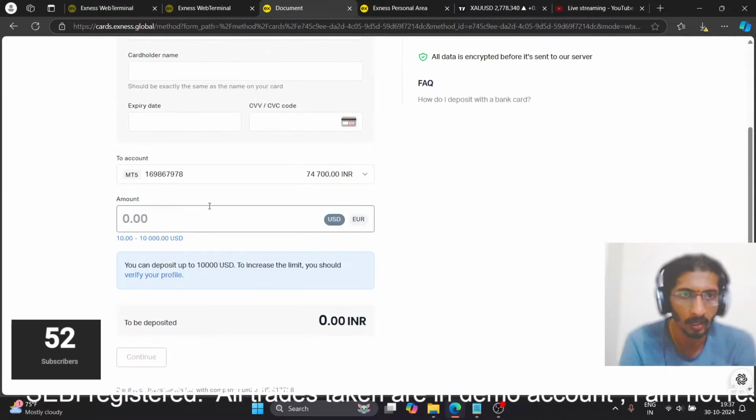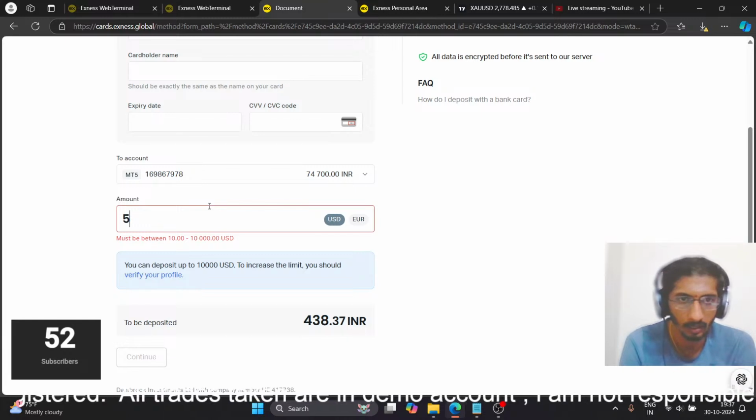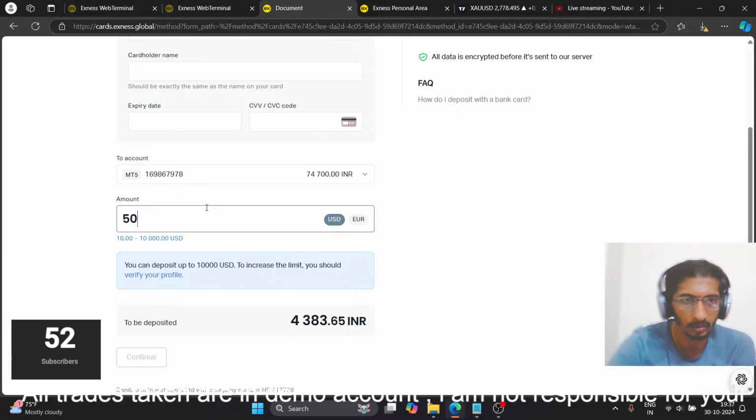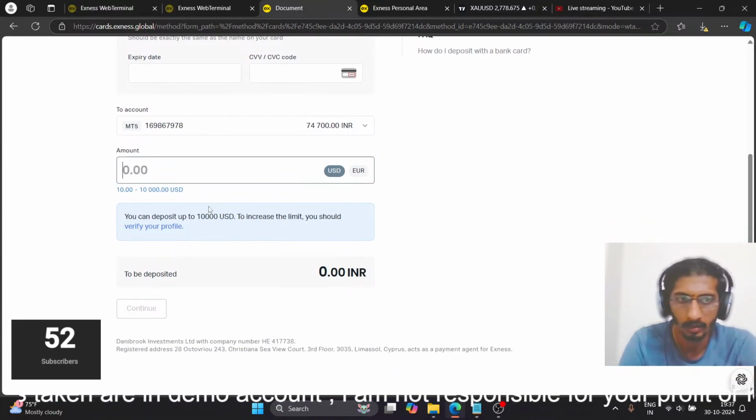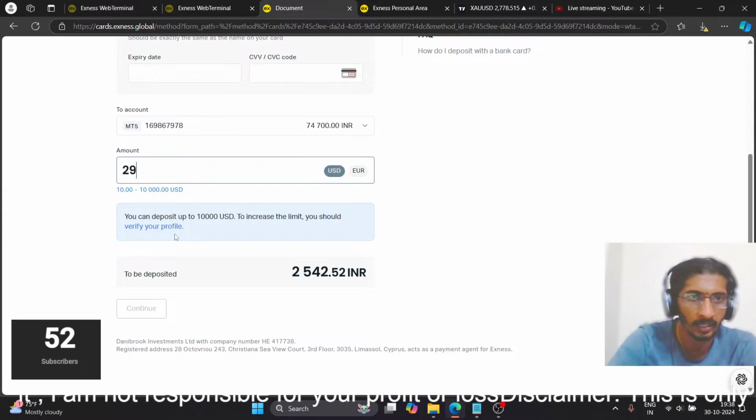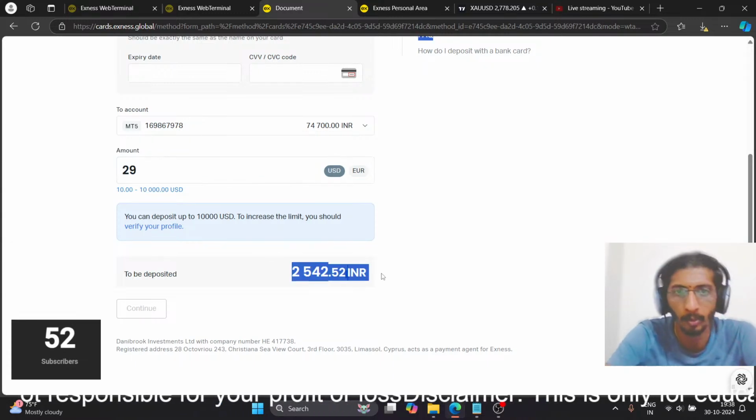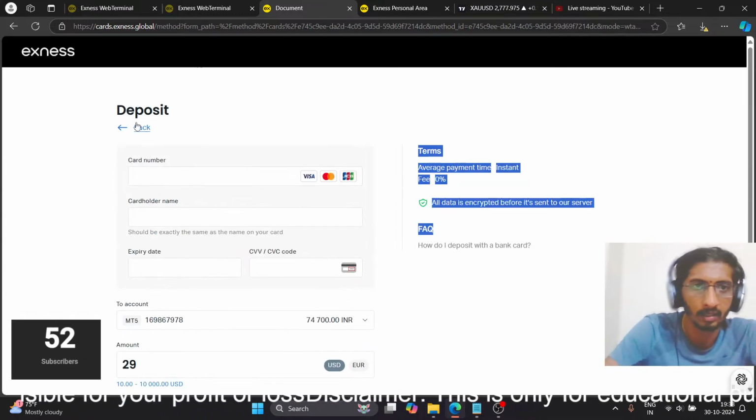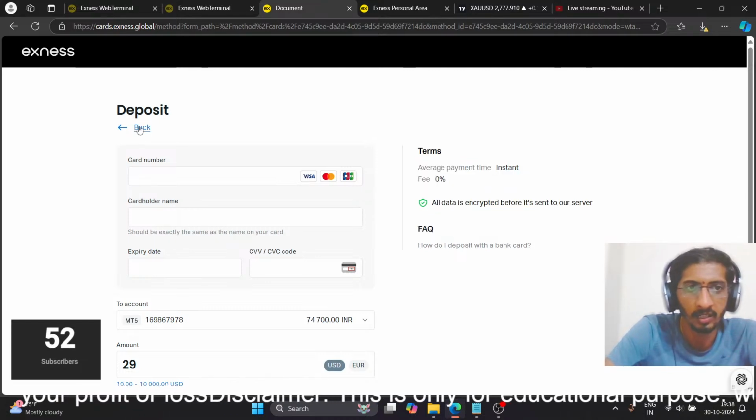You can adjust the amount here, like $50, $35, 25. So you can adjust something like this, $29, and deposit your 2,500. Fill in all details and deposit.